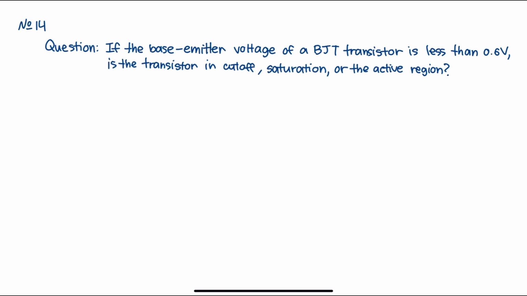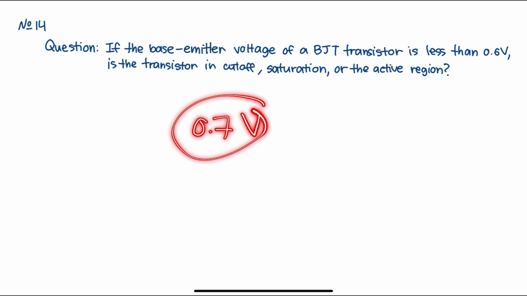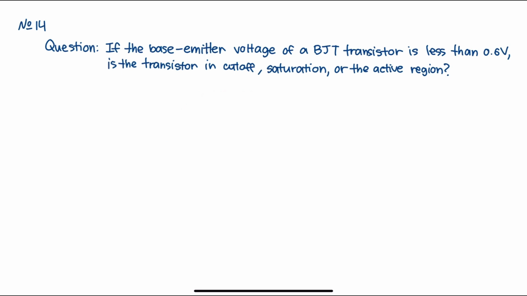So question number 14 is similar to question number 7 we had before. So the question is, if the base emitter voltage of a BJT transistor is less than 0.6 volts, is the transistor in cutoff, saturation, or the active region? So in case base emitter voltage is lower than previously mentioned 0.7 volts, which is the voltage drop for silicon BJT, the transistor is cut off.